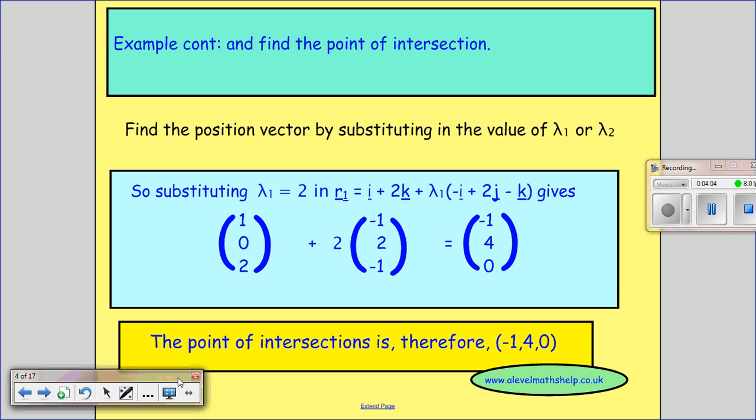So in this video we've managed to confirm that two lines intersect and actually find the point of intersection. Okay, I hope that's helpful.